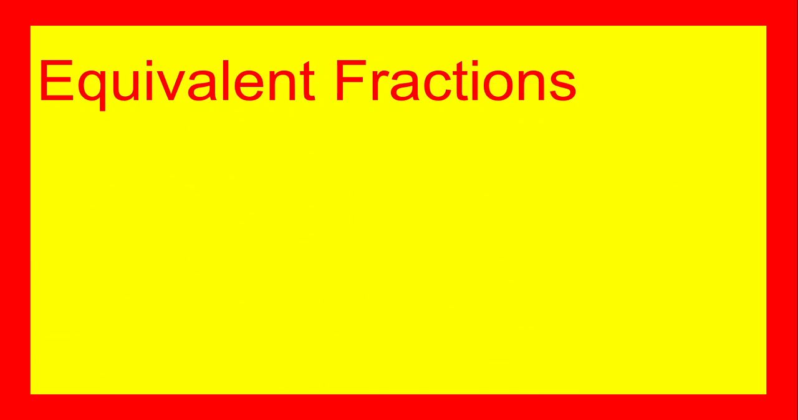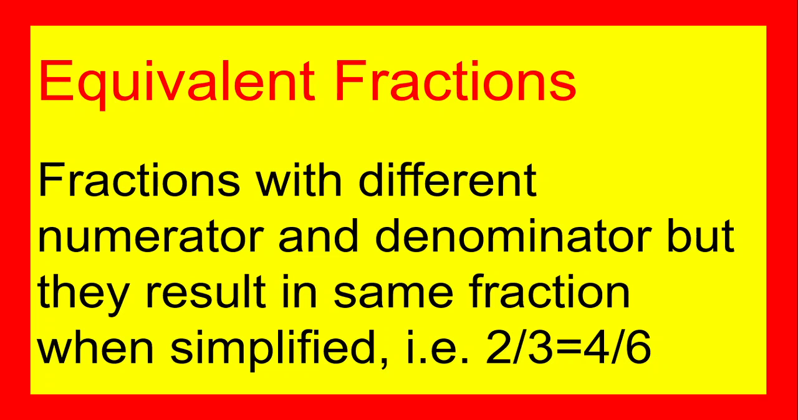Equivalent fractions, fractions with different numerator and denominator, but they result in the same fraction when simplified. For example, 2 divided by 3 is equivalent to 4 divided by 6, because when we simplify 4 divided by 6, the answer is 2 divided by 3. So they are called equivalent to each other.